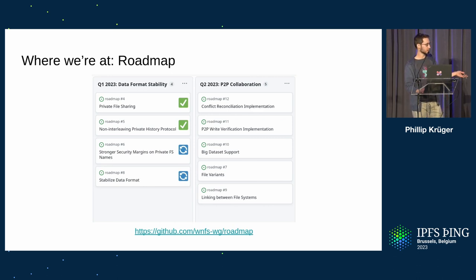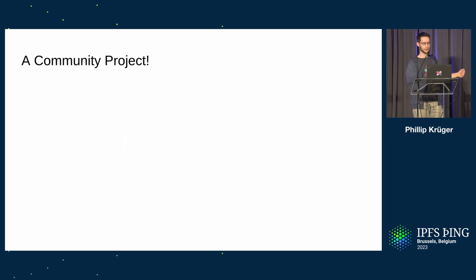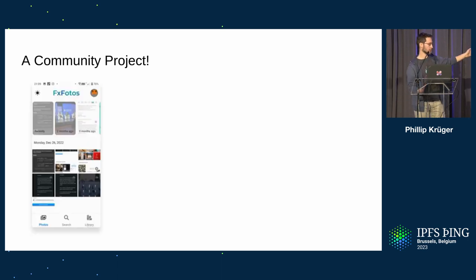And also, we're starting in this quarter on conflict reconciliation stuff, and also big data set support, for example. So if you want to store 10,000 entry directories, that's going to be a bit harder for us. We'll need to figure out sharding directories there, and that's something we haven't done yet. If you're interested in these kinds of things, this is a community project. So this is the whole idea, right? You come and get involved with us, we'll figure something out. This has worked in the past. For example, the Functionland folks have created this FX Photos app. So this is powered by RS-WNFS in the background.